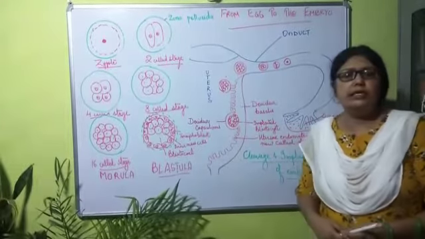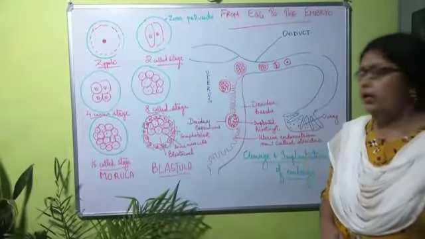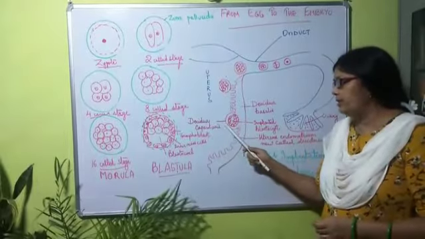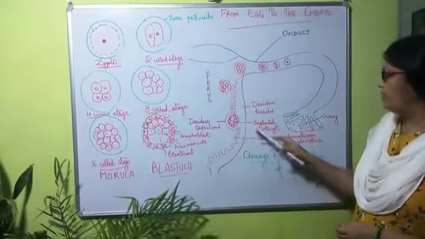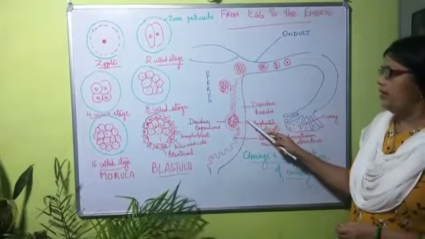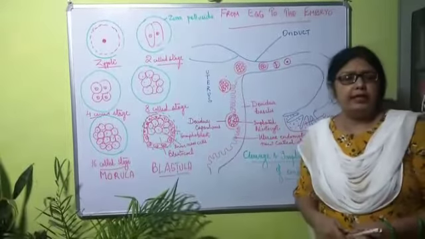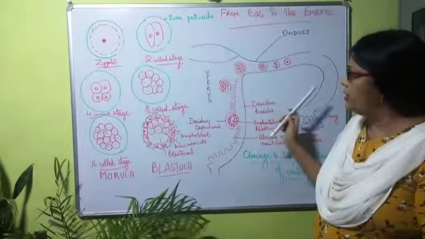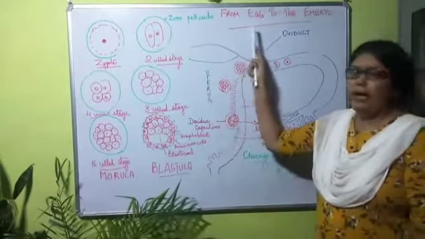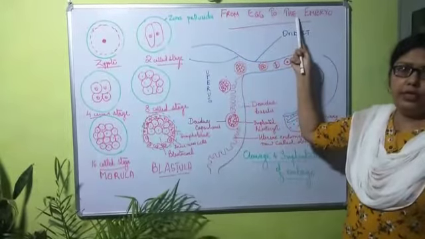decidua. Decidua capsularis is the outer portion. Then you have decidua basalis and decidua parietalis. So with this we complete the egg to embryo stage.